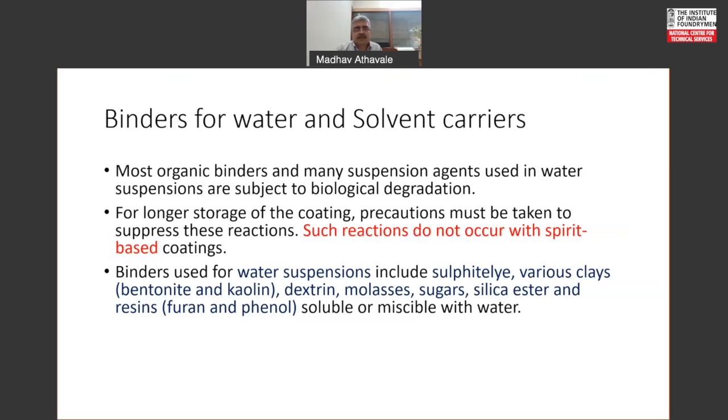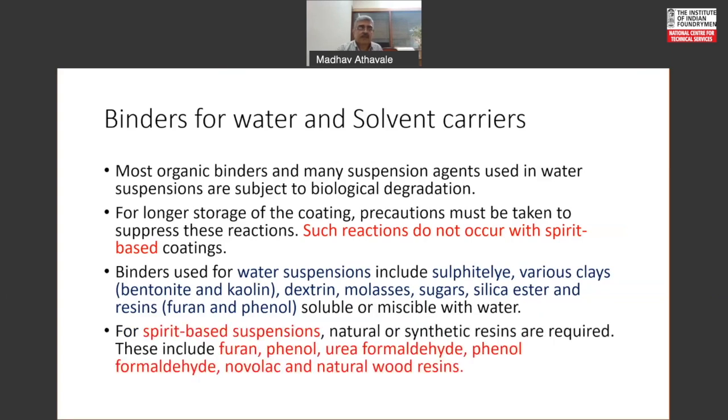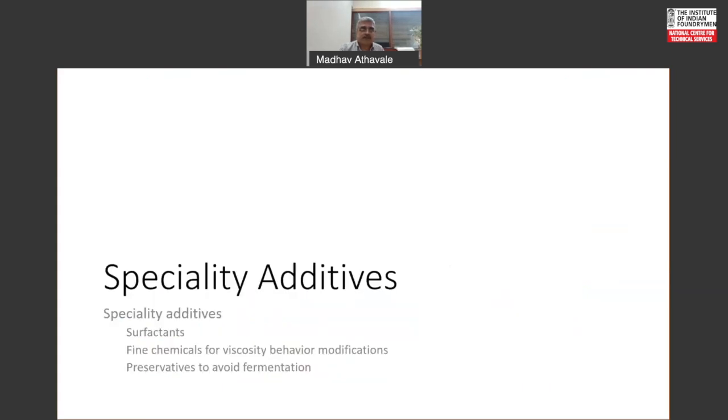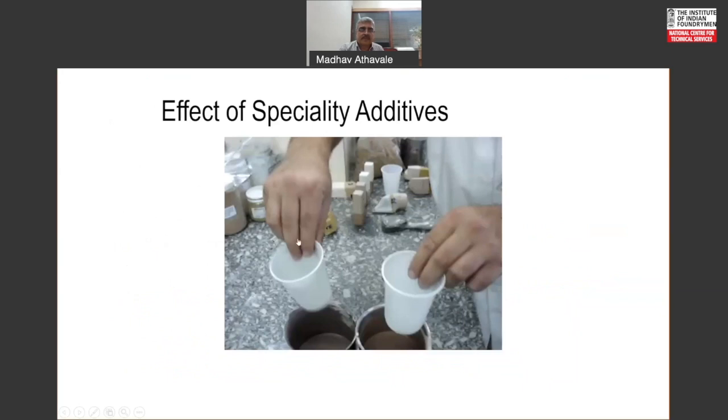And the binders used in water suspensions are sulfite lye, various types of clays, dextrine, molasses, sugars, phenol-based resins, which are soluble or miscible with water. In spirit-based suspensions, natural or synthetic resins, which include furan, phenol formaldehyde, novolac, and natural wood resins are pretty common binders for solvents. Quick look at specialty additives. And here I'll show a video.